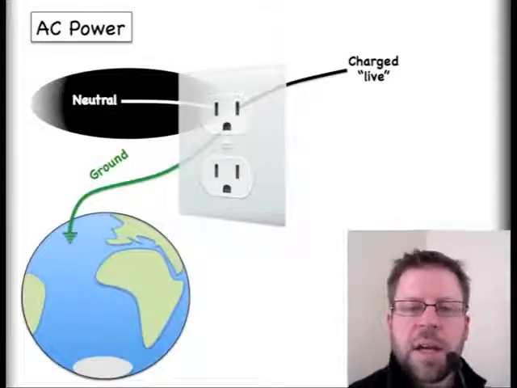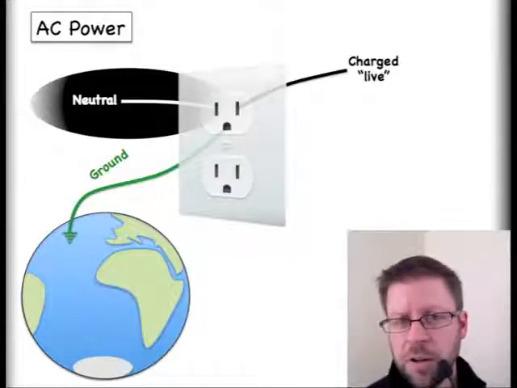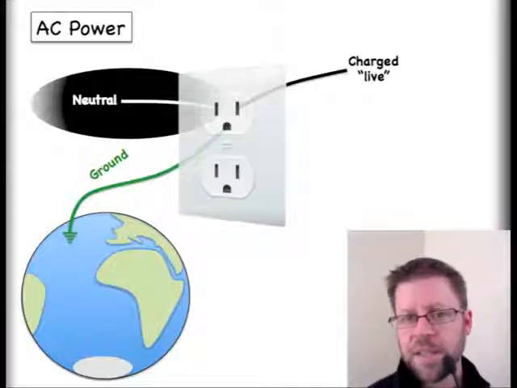The third wire is the ground, which is typically green, or at least often green, and it literally goes to the ground in some way, shape, or form. Sometimes it might go to a copper water pipe in your house, but in some way it's going to attach itself to the ground. And that is there as a safety precaution.